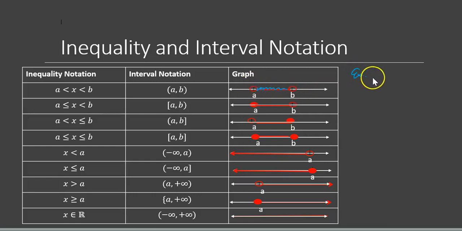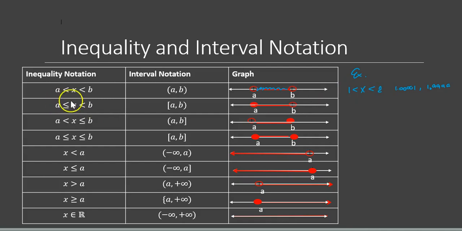For example, if I say x is greater than 1 and less than 2, that means all of the numbers in between 1 and 2. So it can be 1.00001, as close as possible to 1, as long as 1 is not included, and a number that is very, very close to 2, 1.99999, and so on. So all the numbers in between 1 and 2 are included except for these two numbers.